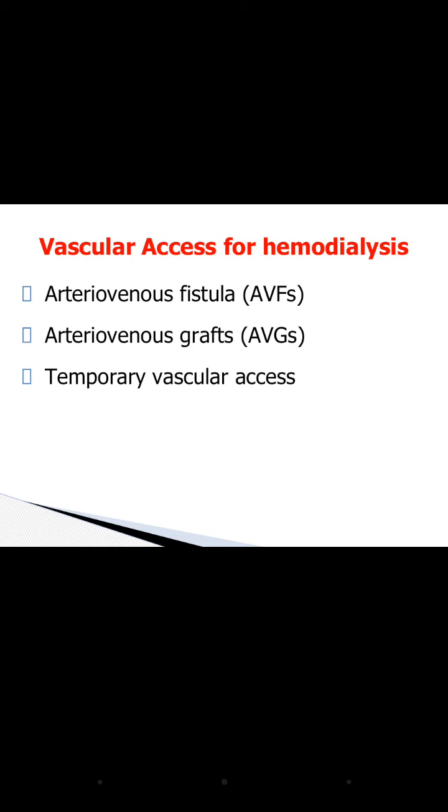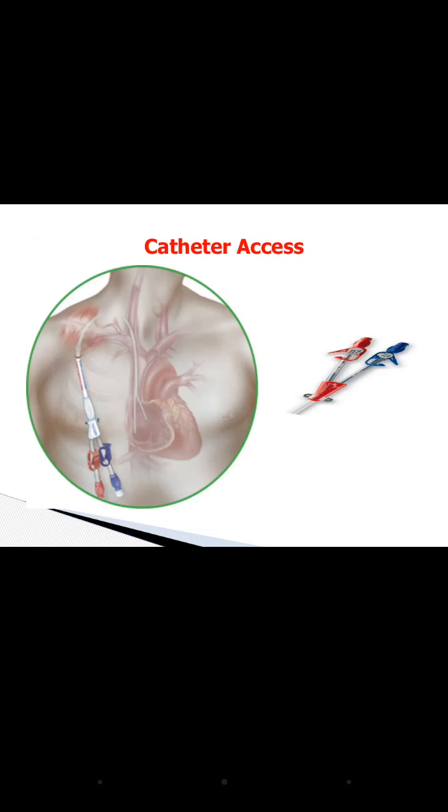Now, what are the vascular accesses for hemodialysis? There are three. First one is fistula, second one is graft, and third is catheters, which are known as temporary vascular access. AV means arteriovenous, meaning there is a creation or a link of the artery and the vein. Now this is a catheter.